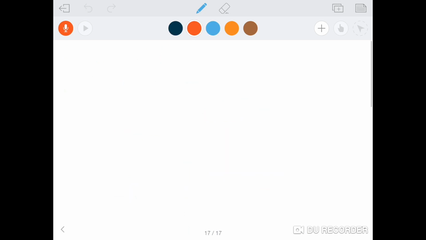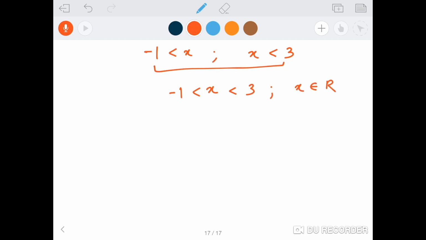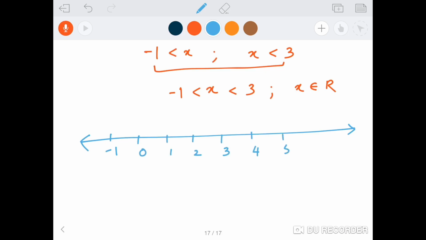So I'm going to put both together. So I'm going to get minus 1 less than x. And I have x less than 3. Now I'm going to just combine them together. Minus 1 less than x less than 3, x belongs to R. Alright, so I think it has to be x less than equal to minus 1. So sorry for that error, please correct it when you're doing it. So it's minus 1 less than equal to x less than 3.